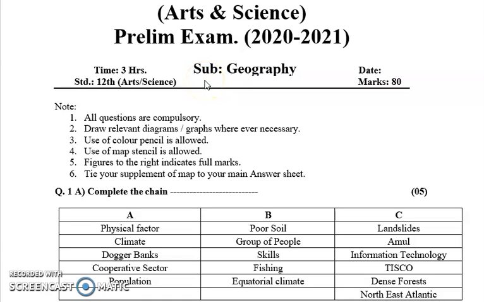Hello students, in this video we are going to see a prelims paper for all the 8 chapters in the syllabus for 12th standard arts and science geography subject. It is highly demanded by the students that they require some prelims papers so that they can revise all the chapters.